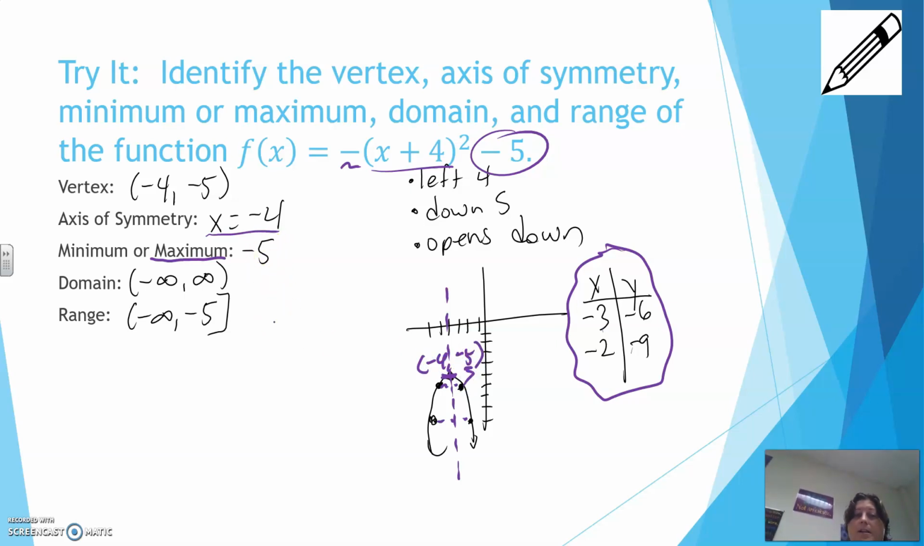Domain is still negative infinity to infinity, and that's going to be the case for all parabolas. And finally, this time, be careful with the range. Remember, your interval notation always has to go smallest to biggest. So since this graph goes down forever because it's an upside down parabola, your negative infinity has to go first. And then finally, it stops at negative 5. That's the highest value. So make sure you put a bracket. So if you had that range backwards, make sure you correct that.